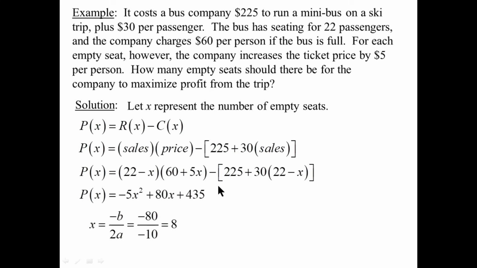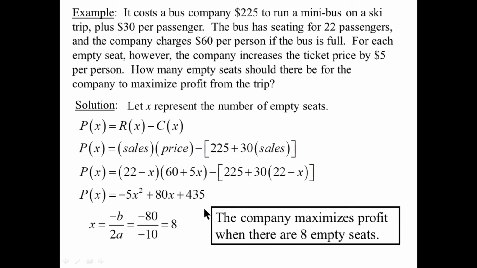Having done that, it's now a fairly simple matter to go x equals negative b over 2a at the vertex. After all, this is a parabola that opens down and has a maximum profit, that is. And so the vertex is at negative b over 2a, so it will be negative 80 over 2 times that number. And that turns out to be 8. The company maximizes profit when there are 8 empty seats.